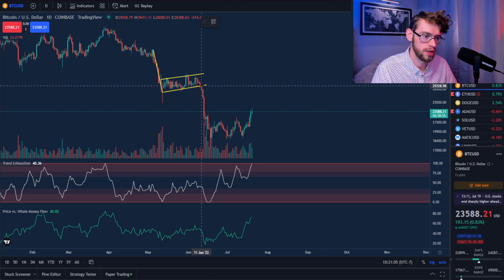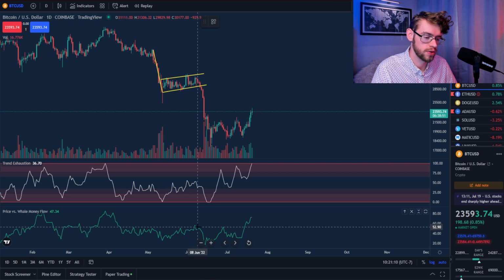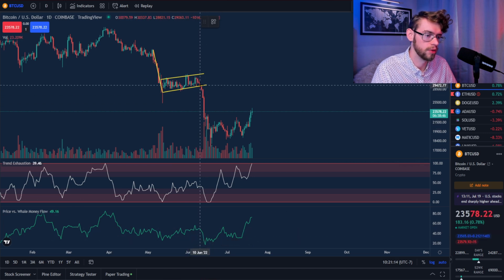Here we did see that the trend exhaustion had some big moves down, and the price versus well money flow was still in the middle with a lot of room left to move down, even though we were at a key support level. Because of this, we saw a big move down. Let's take a look at the opposite end of the spectrum though.